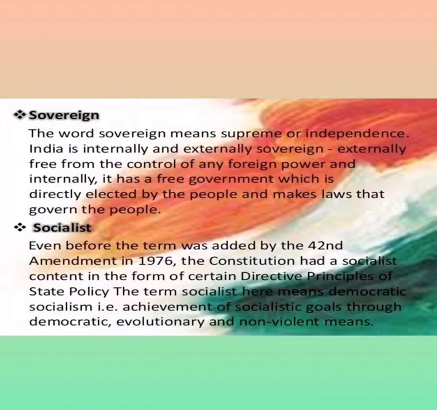Sovereign. What is the meaning of sovereign here? The word sovereign means supreme or independent. India is internally and externally sovereign. Externally, free from the control of any foreign power, and internally, it has a free government which is directly elected by the people and makes laws that govern the people.